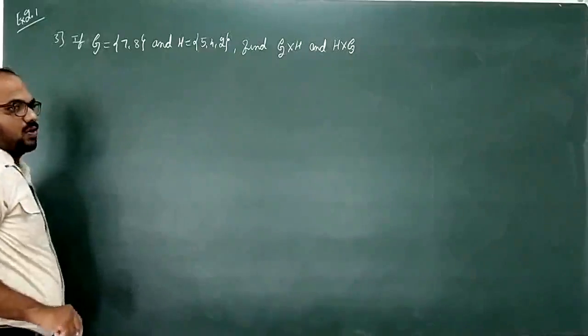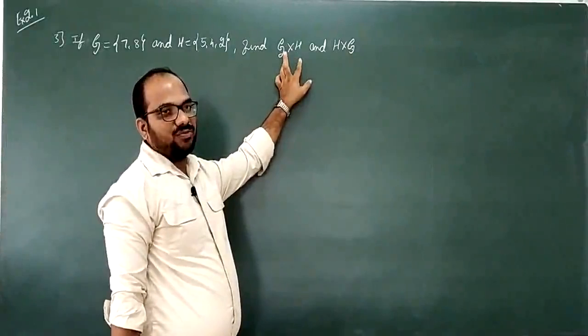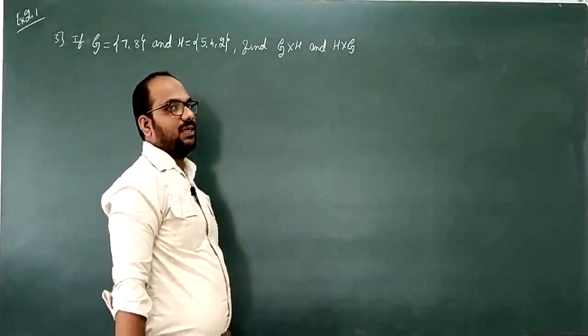Cross can be pronounced like that. Actually, it means the Cartesian product of G and H and also the Cartesian product of H and G.